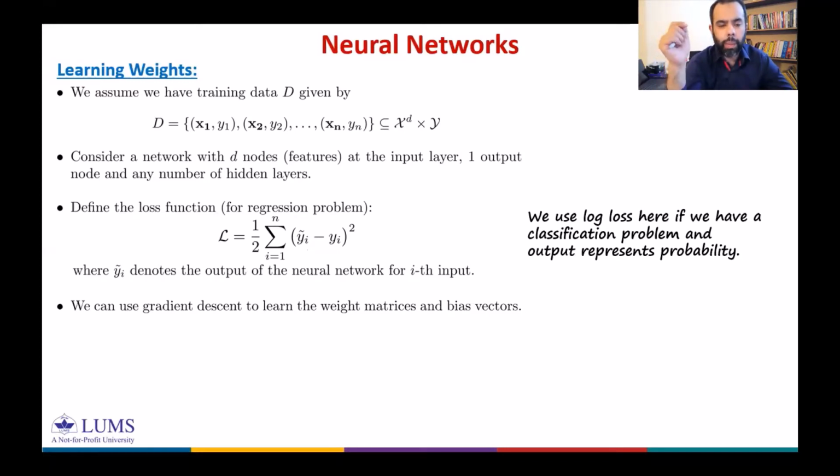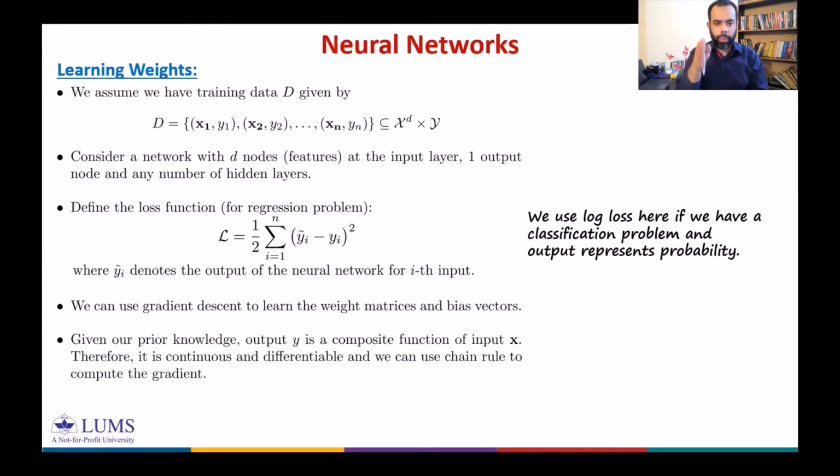right? Given our prior knowledge, we know that the output of a neural network is a composite function of the inputs, right? Because we're feeding input, and we're traversing different layers of a neural network to reach the output. We know that output is a nonlinear function of a linear combination of the inputs from the previous layer, which are the nonlinear function of a linear combination of the previous layer, and so on and so forth. We can say output is a composite function of input.